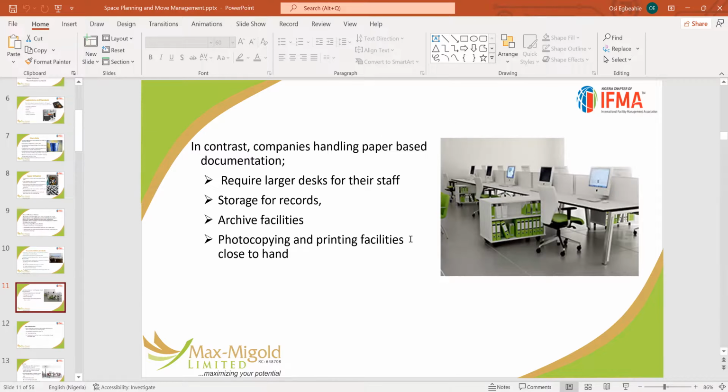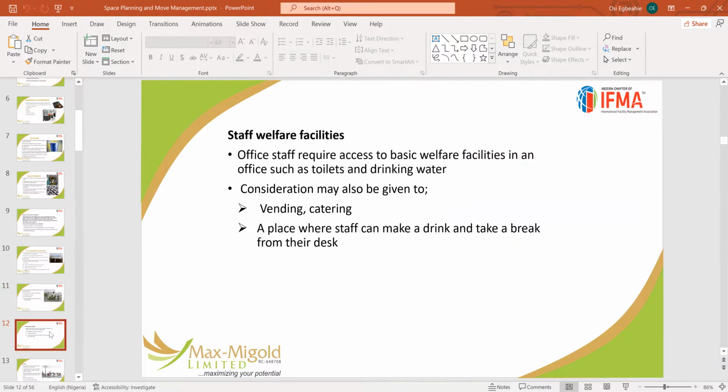Also, in contrast, companies handling paper-based documentation require larger desks for their staff, storage records, archiving facilities, photocopying systems, and printing facilities to be able to handle all the necessary requirements that the company will need. While call centers do not need some of this, regular offices will need that.